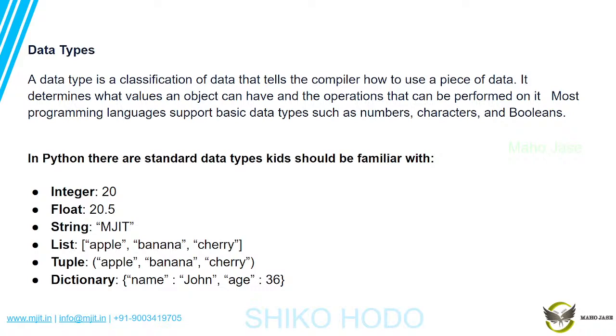In the same way, Python is also like a student. What does it require? If it wants to store an integer, it requires an integer type. If it wants to store a decimal, it requires a float. If it wants to store MJIT, it requires a string. If it needs a list of strings, it would take a list, and also tuple, and also dictionary. For dictionary, you can take the example of a real-world dictionary. If you want to check what an apple is, it would show that apple is a fruit.